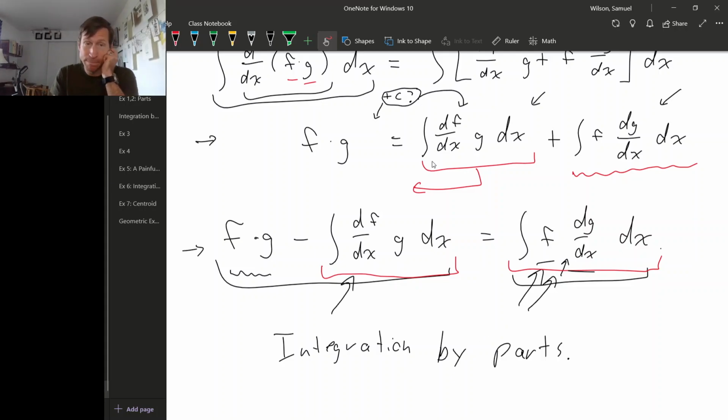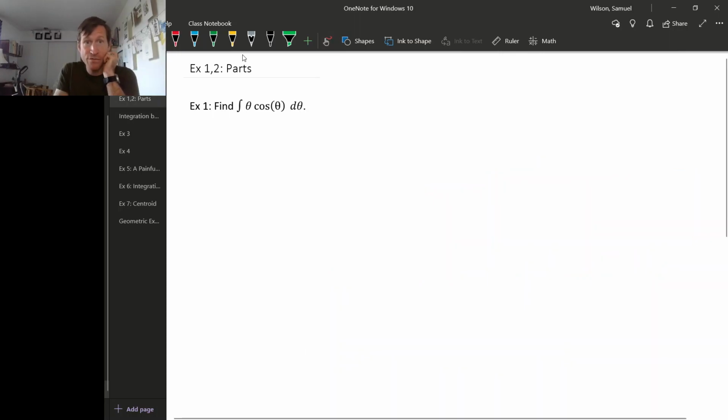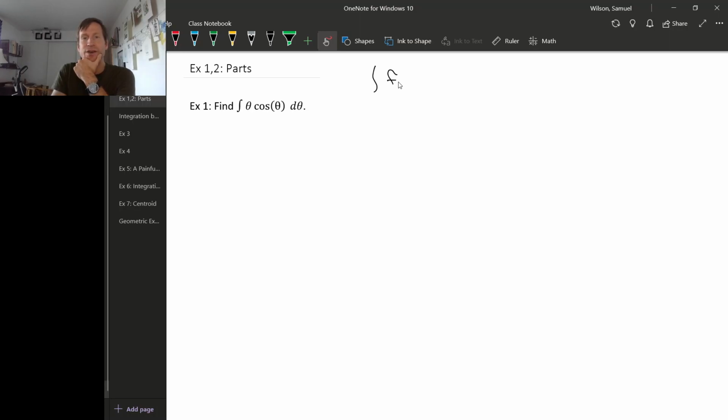So for our first one, we're going to find the integral with respect to theta of theta times cosine of theta. Remember the formula was the integral of f times g prime. In this example, our variable is theta, so d theta equals f times g minus the integral of f prime times g d theta.